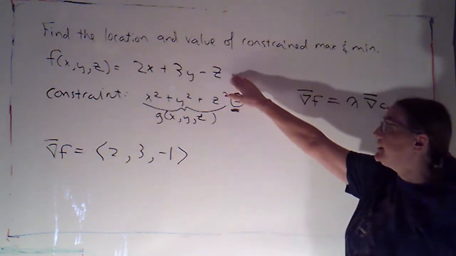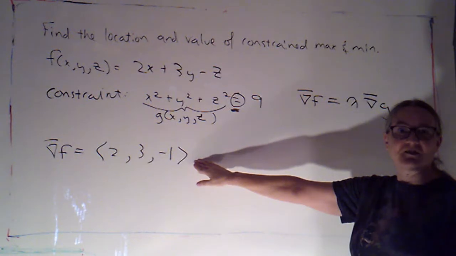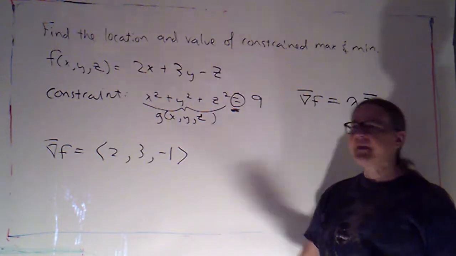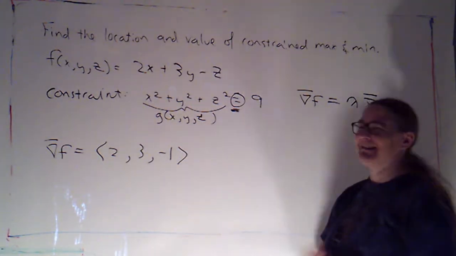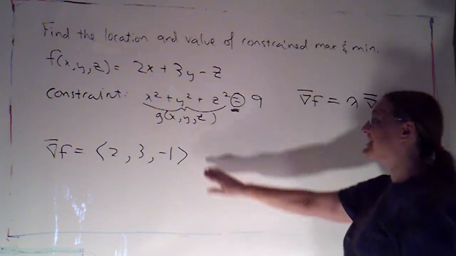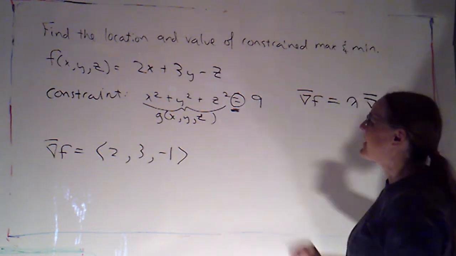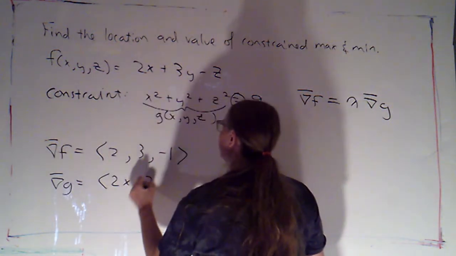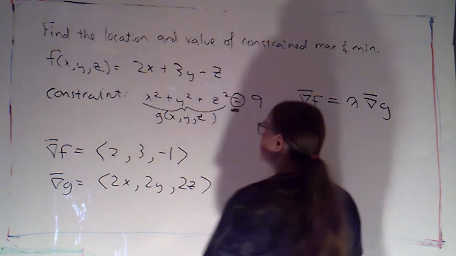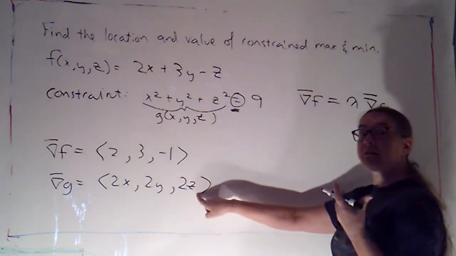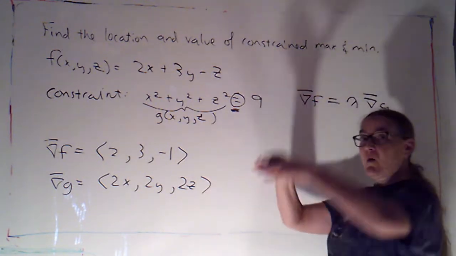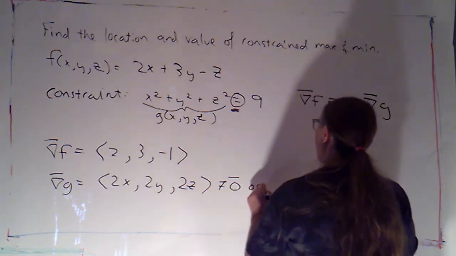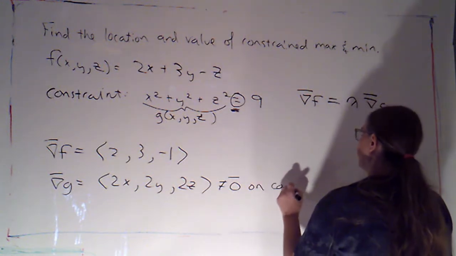Notice since f was a linear function, the gradient is constant. Now for this problem, we've just said we don't need to check critical points, but if we did, that would be a really quick check because this gradient is always defined and never 0. So it doesn't actually have any critical points. All right, let's take a look at the gradient of g. That's going to be 2x, 2y, 2z. And while that is 0 at the origin, it's certainly not 0 at any point on the surface of that sphere. So this is not equal to 0 on our constraint surface.